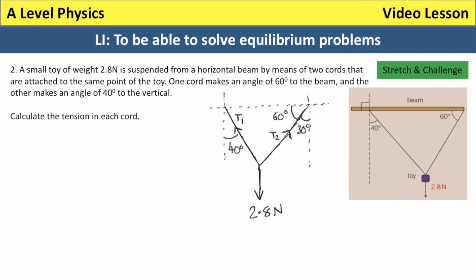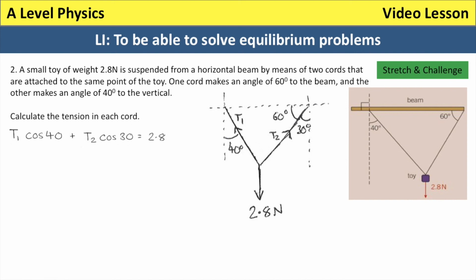Now it doesn't matter what you call these two tensions, I've opted to call them T1 on the left and T2 on the right hand side. It doesn't matter though, as long as we're coming out with the same answers at the end for the two different values. Now, what we need to do is think, well, if we're in equilibrium, the force going up will be equal to the force going down. We have 2.8 newtons going downwards, so the forces going up will be the vertical component of T1. That will be the adjacent side, so I'm going to use cos, so T1 cos 40, and then I want the vertical component of T2, which is going to be adjacent to the 30 degree angle, so T2 cos 30, and those added together make 2.8.